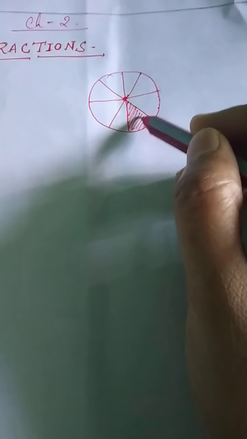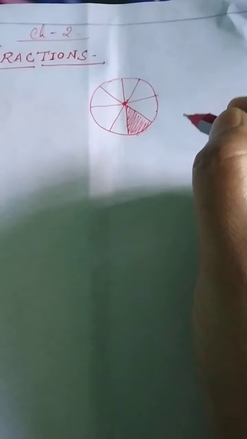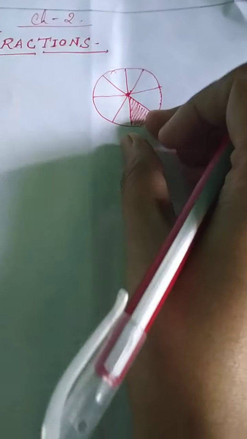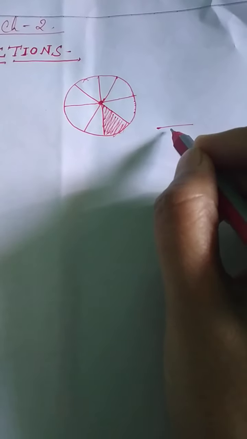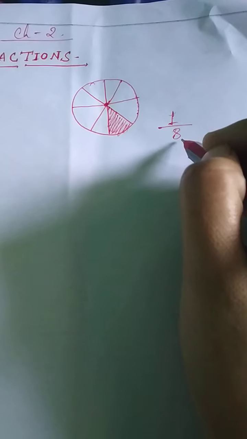So this part I have eaten means how can we write it in the form of a fraction? Out of the equal parts, how many parts are eaten? The total parts we will write down: 1, 2, 3, 4, 5, 6, 7, 8. This is it. And this part I have eaten. So one part I have eaten. So 1 will be in the numerator and 8 will be in the denominator.